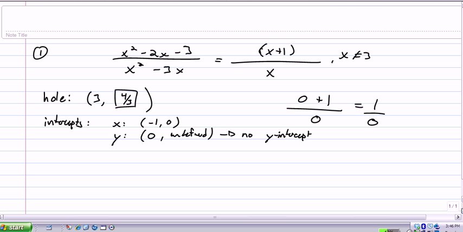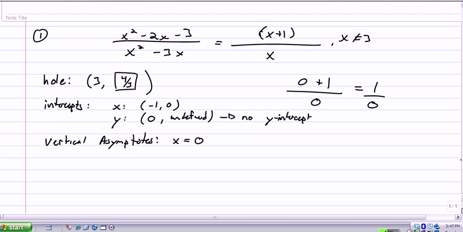Next thing we do would be vertical asymptotes. Vertical asymptotes are the zeros of the denominator post-cancellation. Well, these are x equals equations. So the zeros of the denominator are, well, there's just one of them, x equals 0. Okay. Which explains why there's no y-intercept if there's a vertical asymptote at x equals 0. Okay, hole, intercepts, vertical asymptotes, and end behavior.